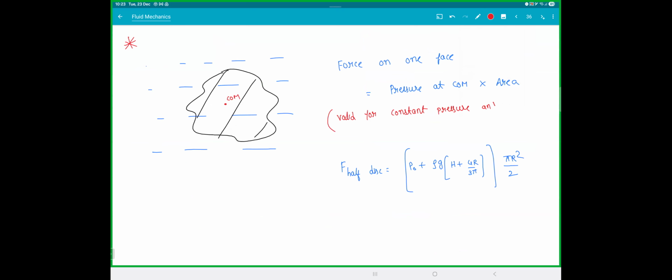And when pressure changes linearly. For some reason, if the pressure does not change as rho g x, but rho g x square, this is gone. You have to integrate. Clear with this? And remember, this is for flat surfaces.